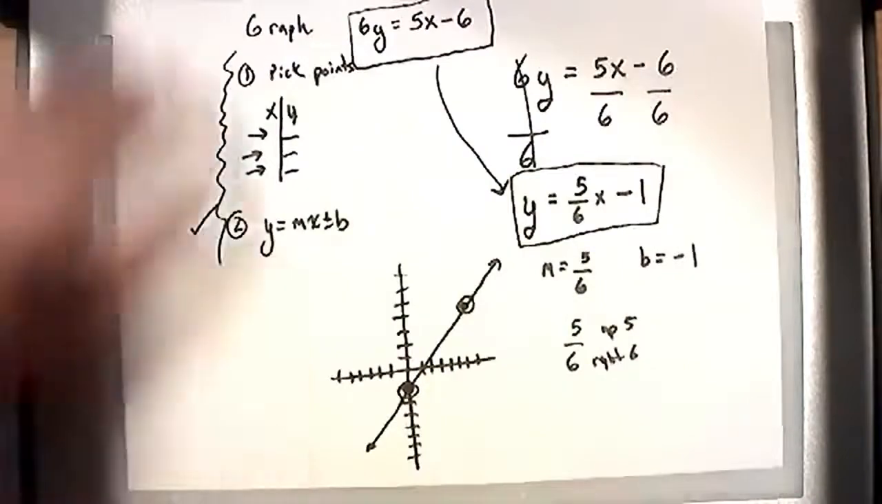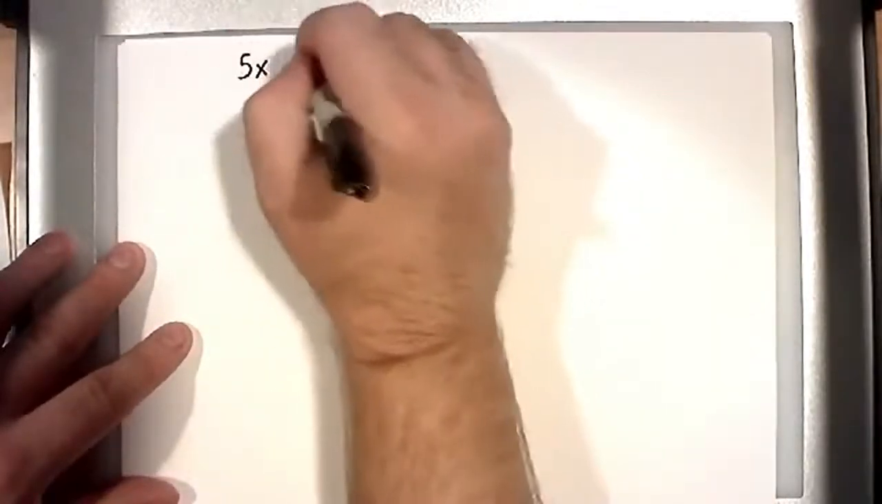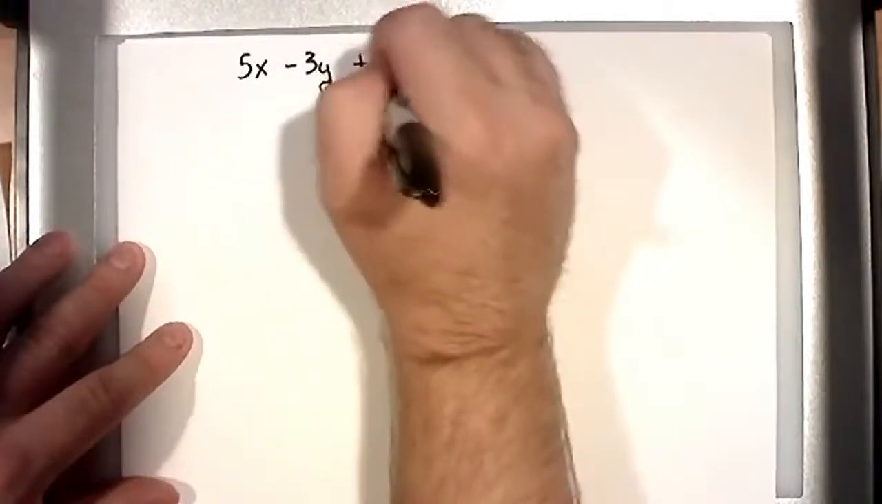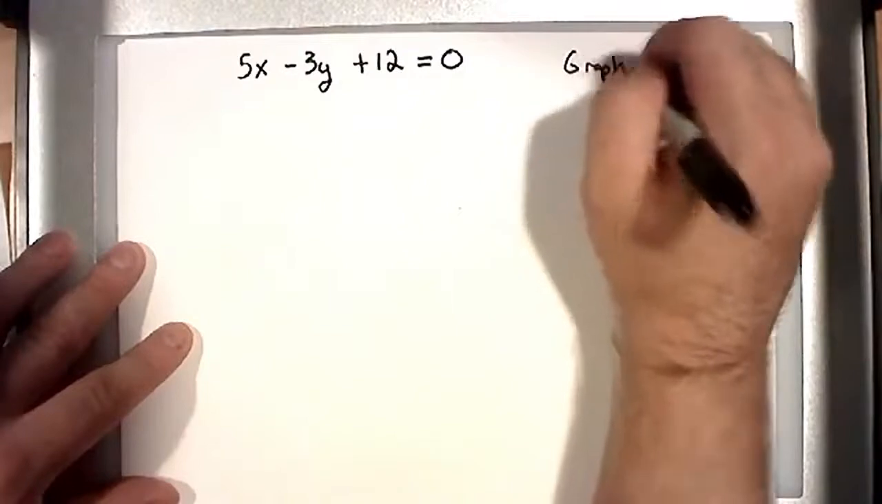I want you to be able to take an equation that was not in the format you wanted it in and get it in the format that you wanted it in. Let's do one more of those just to make sure we're on the same page, and then that'll wrap it up. So let's say I said 5x minus 3y plus 12 equals 0, and I just told you to graph it.